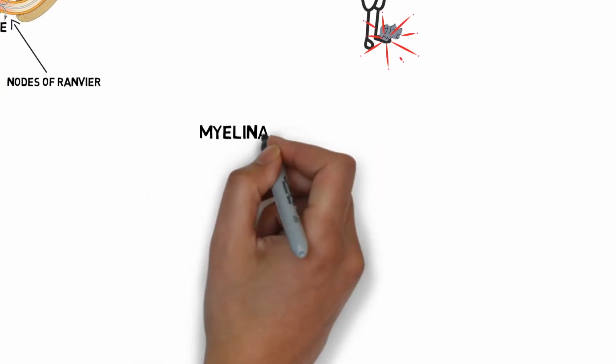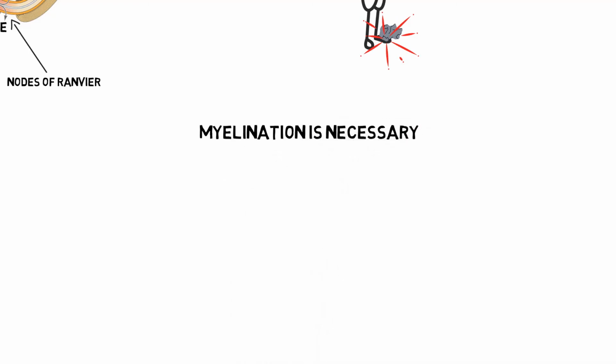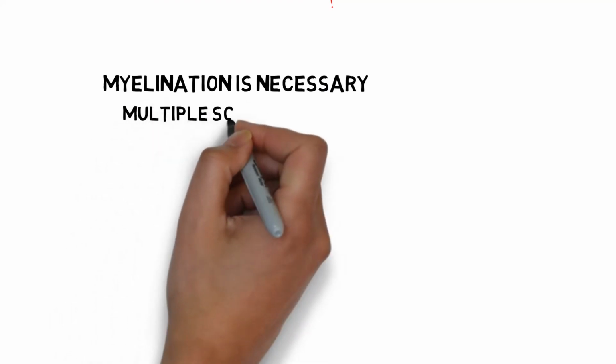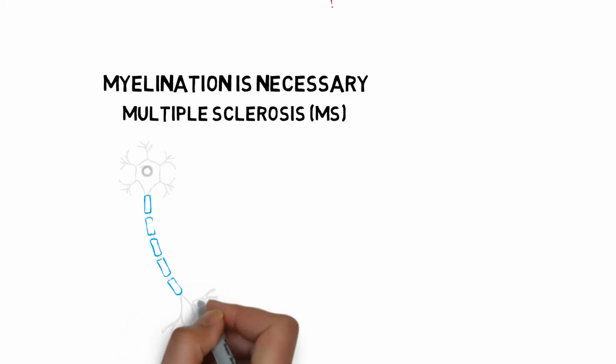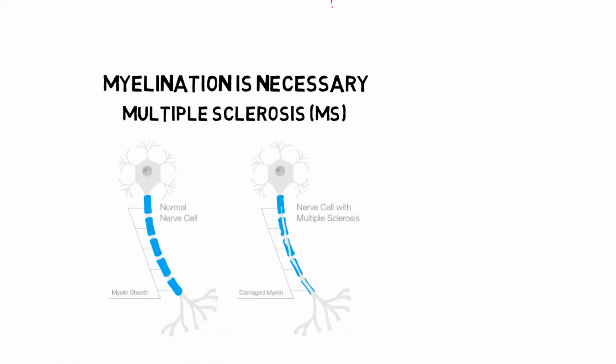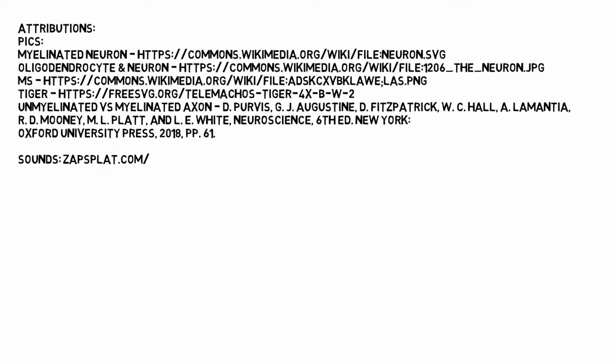Saltatory conduction is necessary for many of our neural processes, which is why the loss or degeneration of myelin can cause so many problems. In multiple sclerosis, the immune system attacks the myelin in the brain, so action potentials can't fire properly. This can result in numbness, weakness, problems with speech and thought, impaired movement of the limbs, and even paralysis. This ends the video on saltatory conduction.